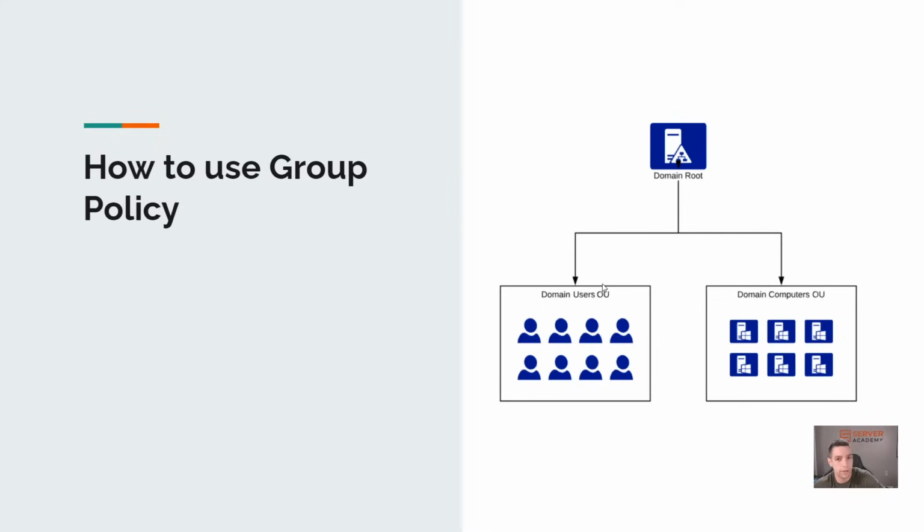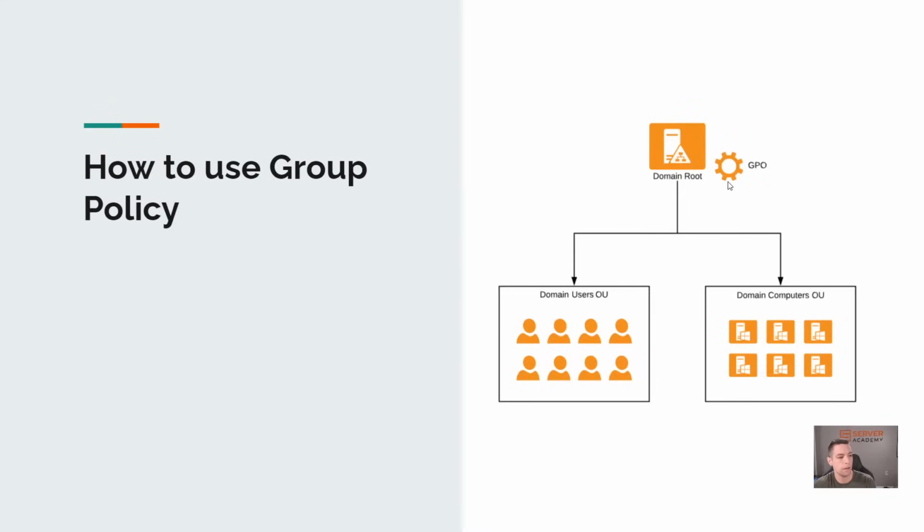By the way, OU is organizational unit. We have the domain users OU and we have the domain computers OU. Inside that, you can see these little icons. They're supposed to represent computers or users. Now, this is all theory. This isn't what Active Directory looks like. We're going to get into the console, and you'll understand that more in a second. But I just want to give you guys a little bit of theory.